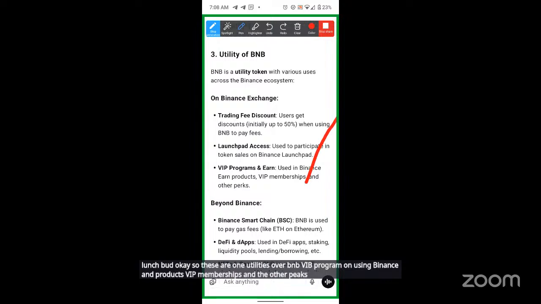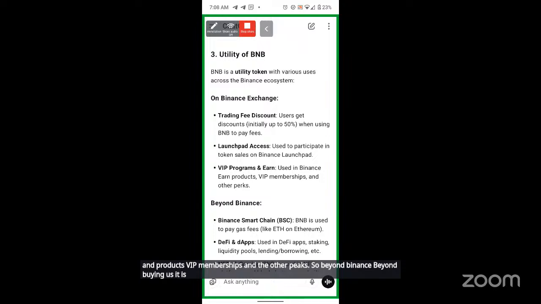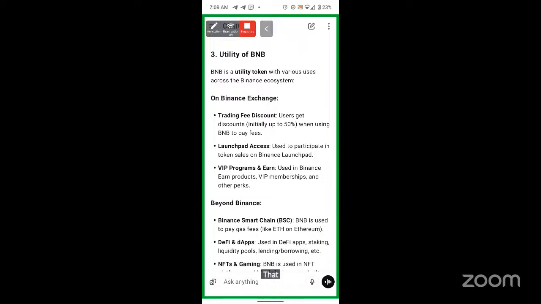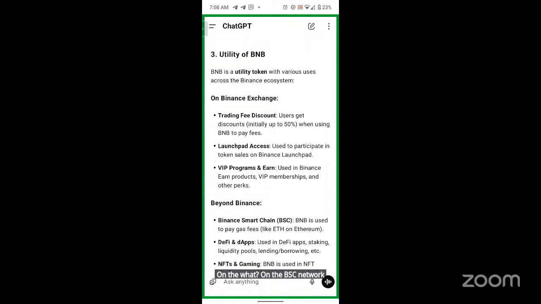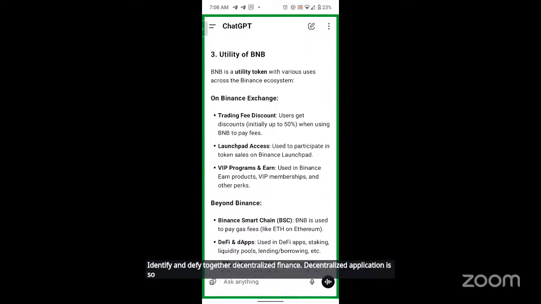So beyond Binance, it is giving you a hint that Binance Smart Chain is used to pay gas fees like Ethereum on Ethereum. Even BNB is used to pay gas fees on the BSC network, from BSC network to BSC network. So it is used to pay gas. DeFi means decentralized finance, and DApps means decentralized applications. So it is used in DeFi apps, staking, liquidity pools, lending and borrowing, and others.